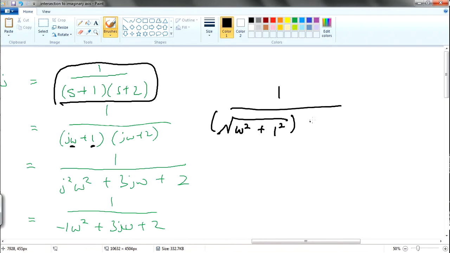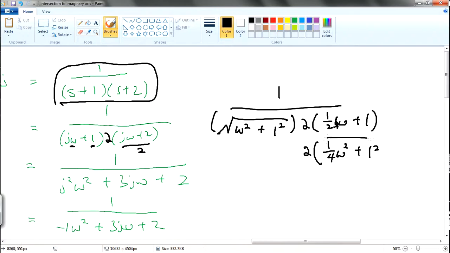And then if you want to make things simple, you can just factorize out the 2. So I'll have the 2 outside. When factorizing, you're just simply dividing by 2, and then applying 2 outside. So I have 2 times (half j omega plus 1). And in this case, because I want to find the magnitude, it's 2. Since j is not a constant anymore, it's just saying that it's in the imaginary axis. You will have the square root of 1/4 omega square plus 1 square.